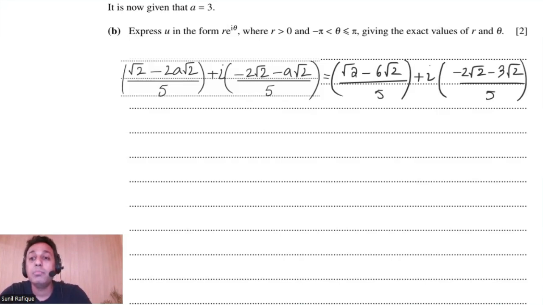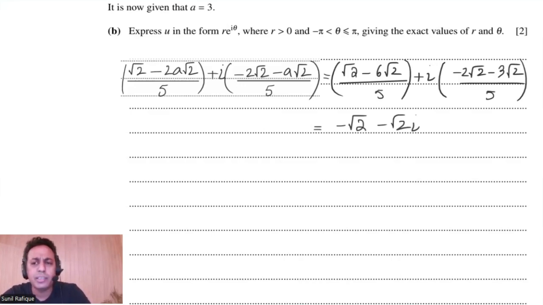So this will become minus 5 root 2 divided by 5. So the 5's cancel, and this is going to be minus root 2. And this is negative 5 root 2 over 5, so that will also become a negative root 2 iota, right? So that's my simplest form after substituting a to be 3.